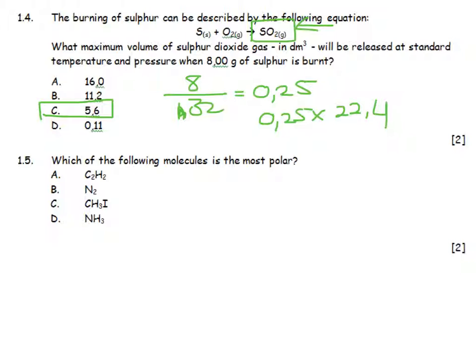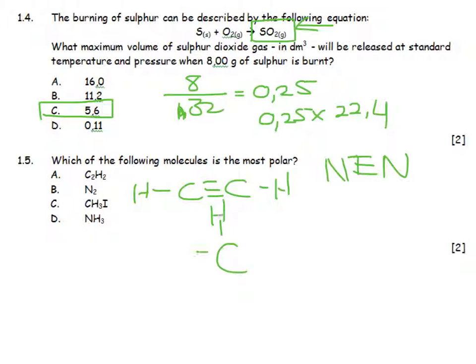Which of the following is most polar? Now, let's just give ourselves a look at each of these molecules. That is a non-polar molecule in every way. It's totally symmetrical. Nitrogen, 1, 2, 3, non-polar molecule. Carbon, hydrogen, hydrogen, hydrogen, and iodine. Slightly polar, all right? And because of the electronegativity difference between the iodine and the chlorine.